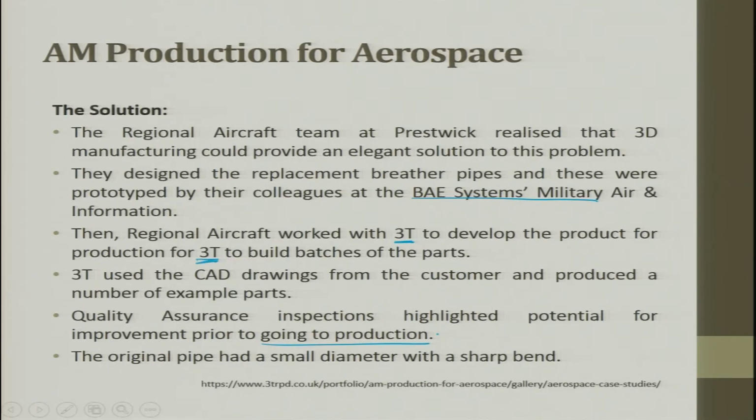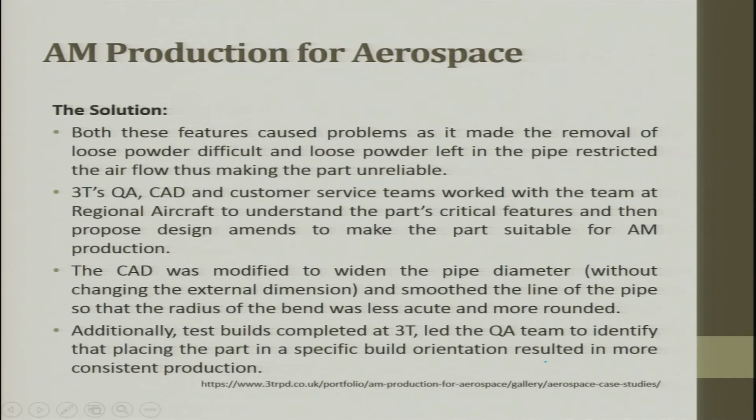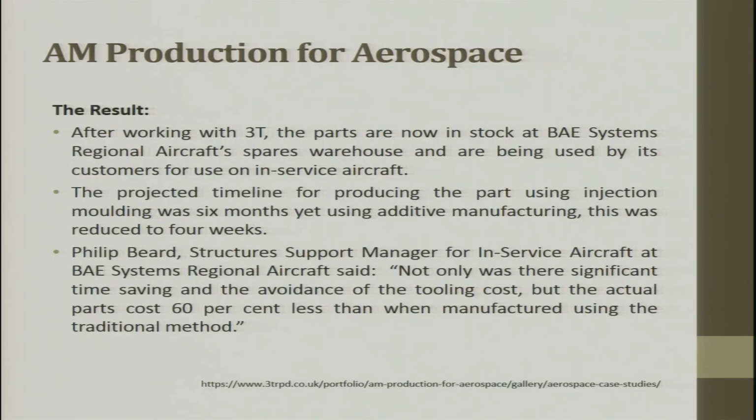The original pipe had a smaller diameter with a sharp bend, which could be improved because conventional manufacturing was putting a restriction. Both these features caused problems, as they made the removal of the loose powder difficult, and loose powder left in the pipe restricted the airflow, thus making the part unreliable. So, the CAD was modified to widen the pipe diameter and smoothen the line of the pipe. The radius of the bend was less acute and more rounded. So, they could get the part done to their requirement.